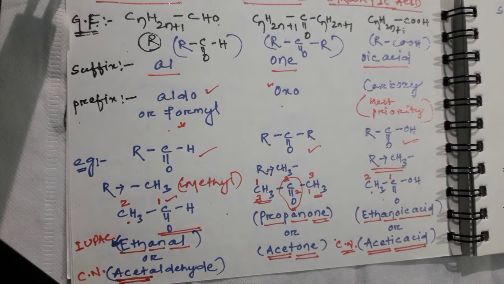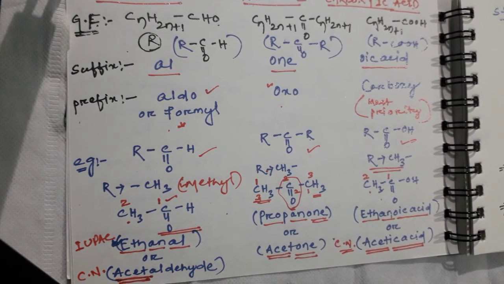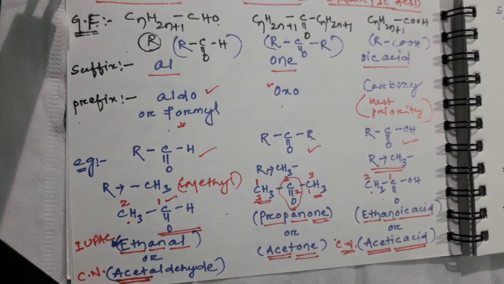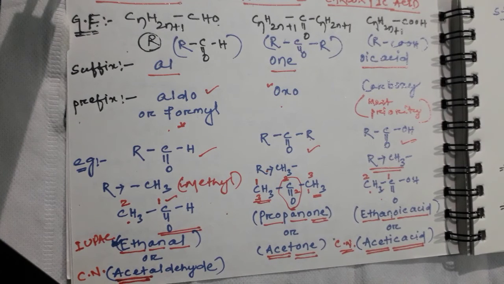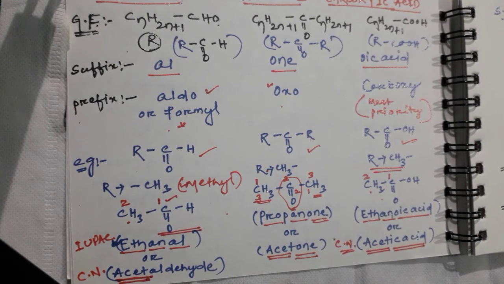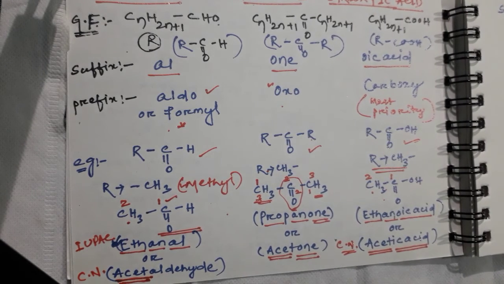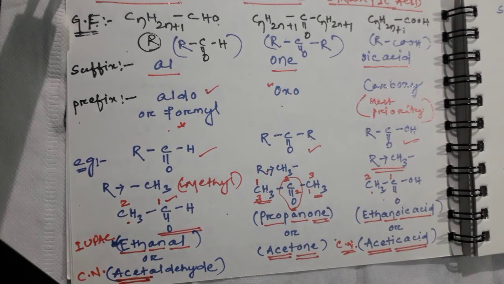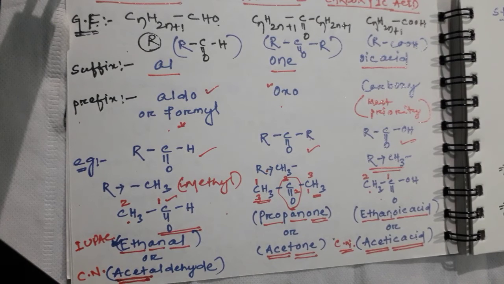Let's see the structure of the carbonyl group. Let's discuss the structure of the carbonyl group, which is present in aldehydes, ketones, acids and esters. How does the carbonyl group look? What is the bond angle? What type of bonds does it contain? Let's discuss.